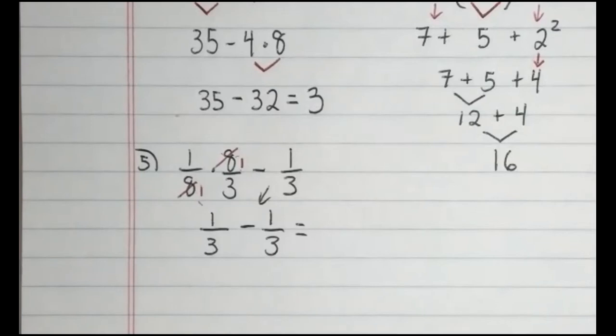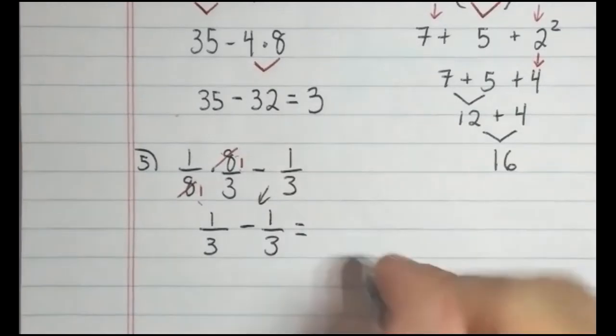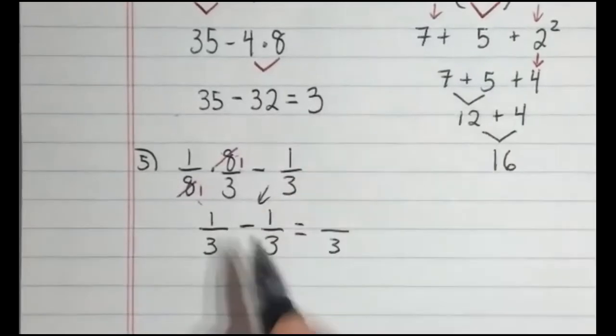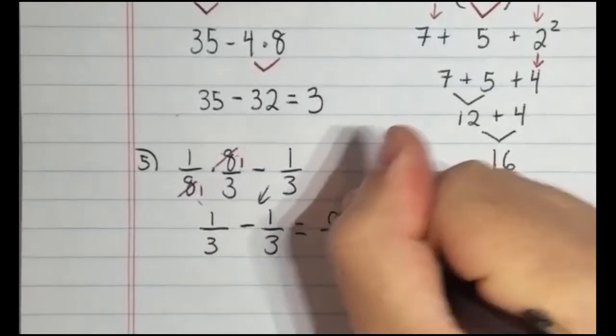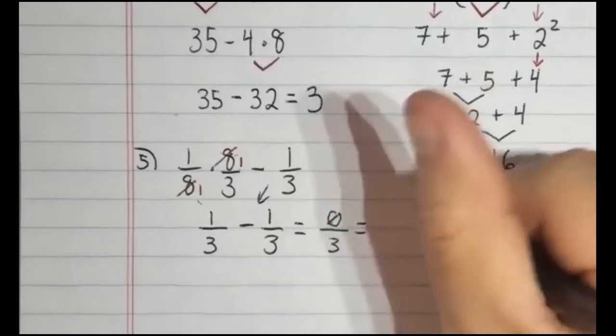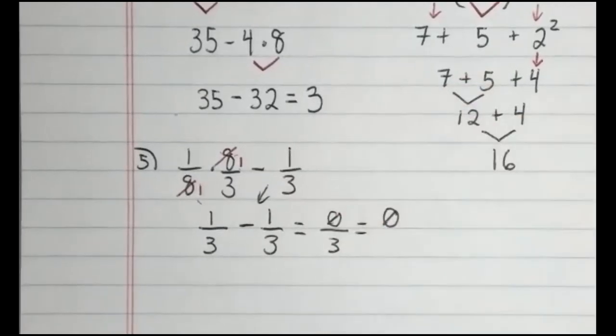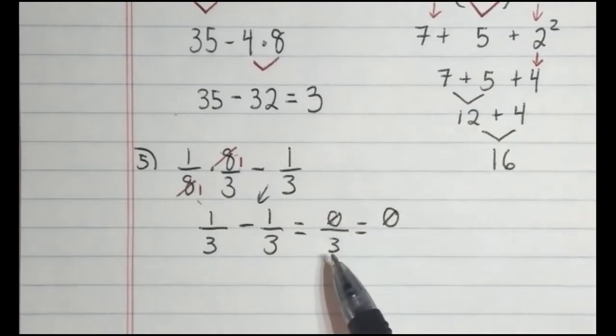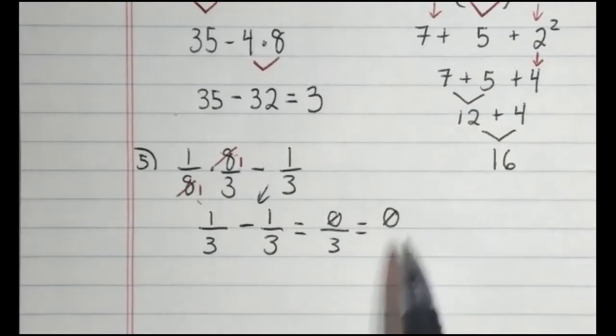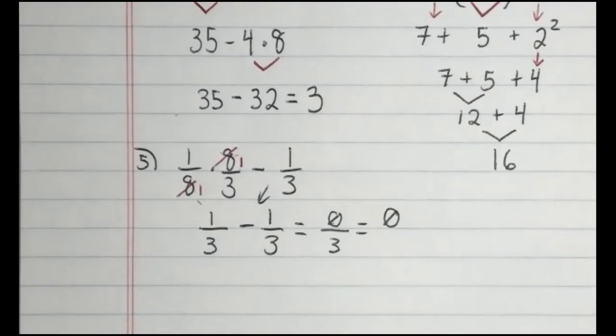1/3. Well, remember, anything minus itself is going to give me 0. But if you don't recognize that, you keep that denominator. And 1 take away 1 would give me 0/3. And 0/3 is just 0. Anytime you have 0 in your numerator, it's 0. If you have 0 in your denominator, it's undefined. So the answer to that problem would be just 0.